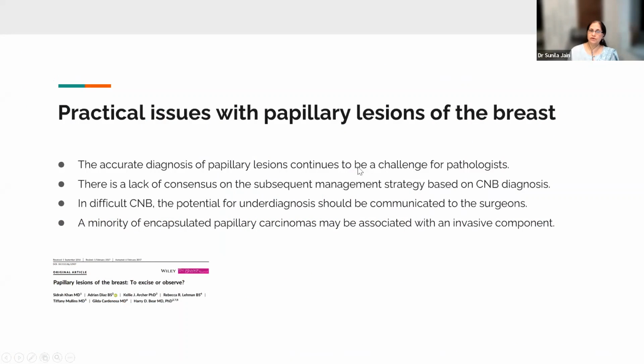So these are the practical issues that continue to be a challenge for pathologists. There's a lack of consensus on the subsequent management strategies. And in difficult core needle biopsies, the potential for the diagnosis should be communicated to the surgeons, and a minority of encapsulated papillary carcinomas may be associated with invasive carcinoma.